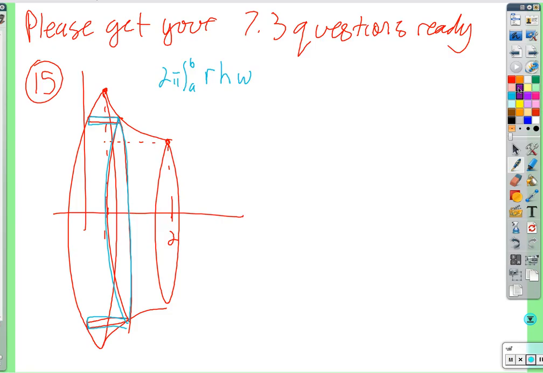Wasn't this revolving around a horizontal line? Mm-hmm. Well, did I choose the wrong line? X-axis. Yeah, you did it. Oh, X-axis right there.